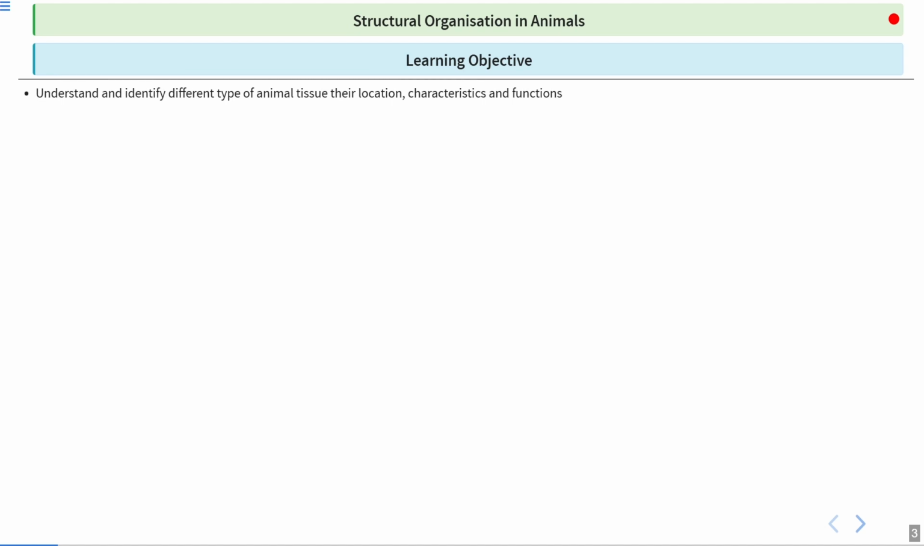So today's session learning objective is to understand and identify different types of animal tissue, their location, characteristics, and functions. And we are going to study about the morphology of frog also, to understand the external morphology of frog and its adaptation to land and water.